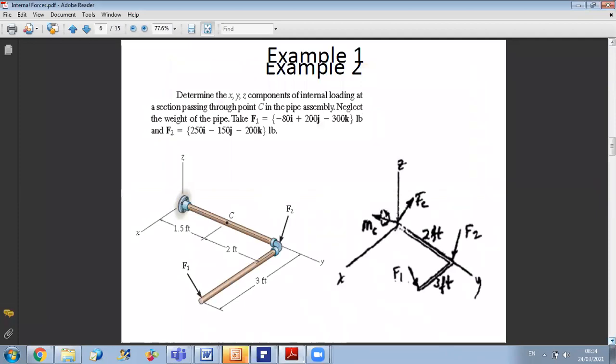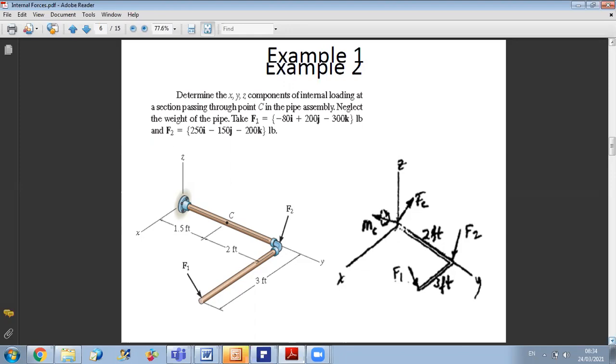Another example. We said that we can determine internal forces in 2D and in 3D. So here we have a 3D problem, and the question is to determine the X, Y, Z components of internal loading at a section passing through point C in the pipe. Neglect the weight of the pipe and take F1 to be minus 80i plus 200j minus 300k, and F2 equals 250i minus 150j minus 200k.